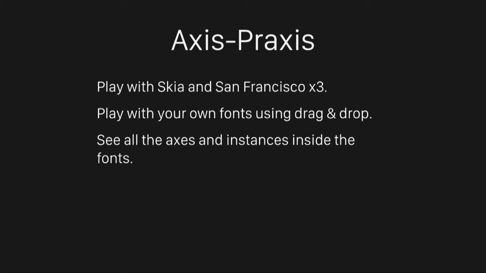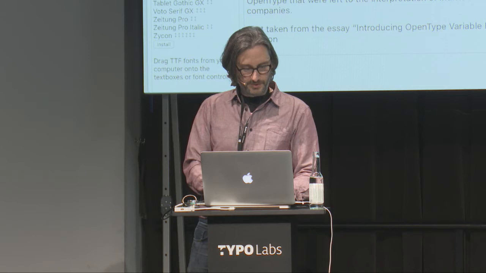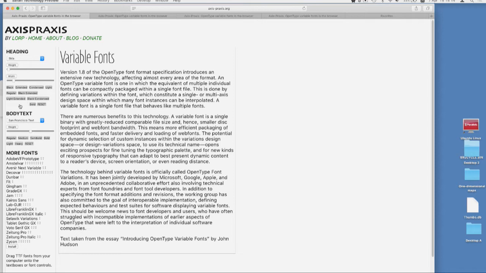So you could see all the axes and instances inside the font. So I've covered that about TTX. And it's much quicker, that's the other thing about doing it all in the browser, it's more or less instant dragging the font. So I'll just run through a few aspects of it that you know well. That's the initial screen. I decided to not use the drop-down list of instances, but just to display them straight away, so they'd be very clear, just after the initial drag, what the instances were.